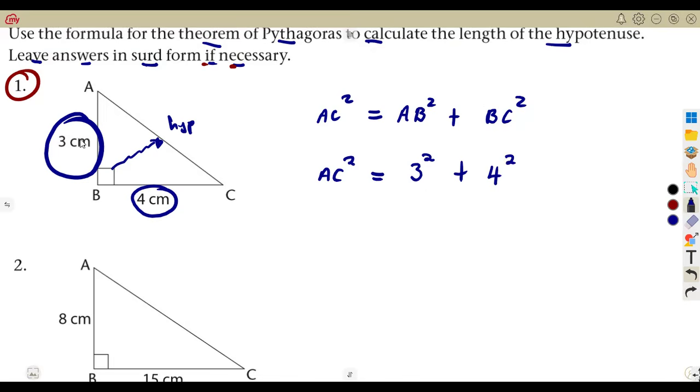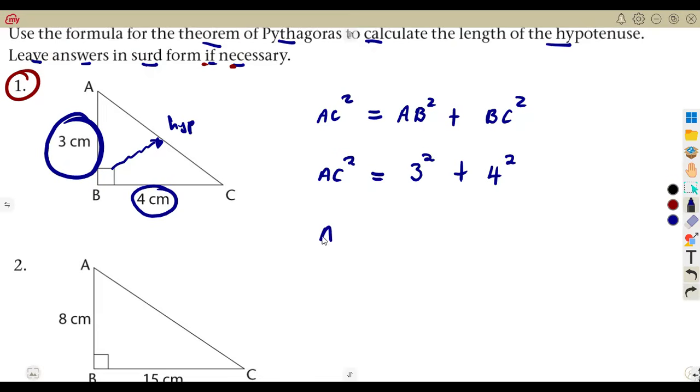Do not worry about the units, though you could write this as 3 centimeters squared plus 4 centimeters squared. No, don't forget about those. You just need the units at the end. You're calculating the length, so it will remain with the same units as you are given. So this is where you are. Remember the question, you need to calculate AC, but this is AC squared.